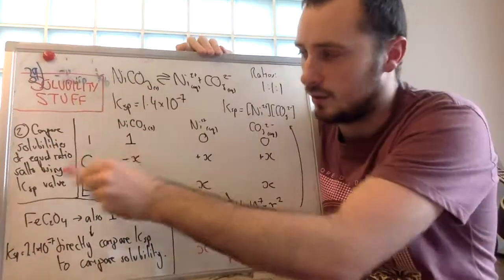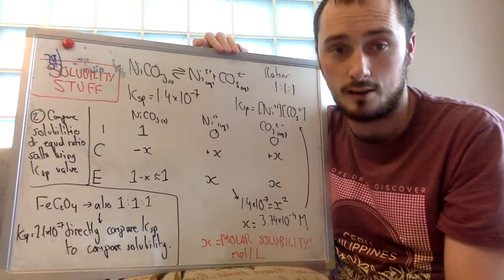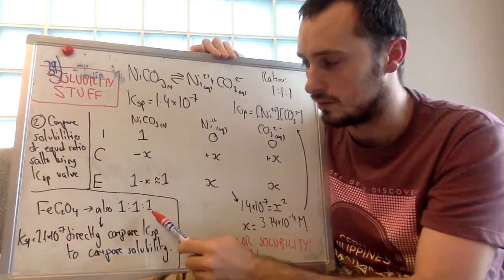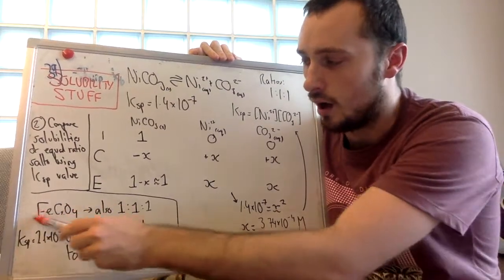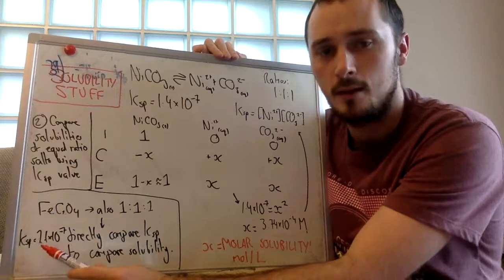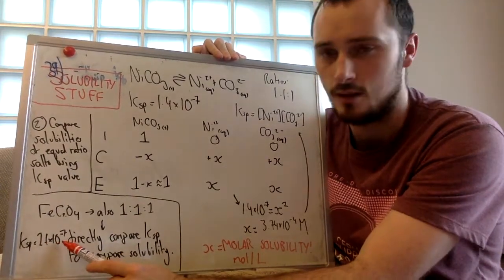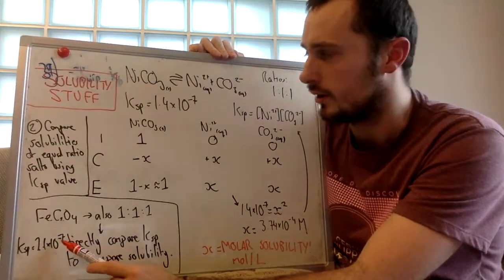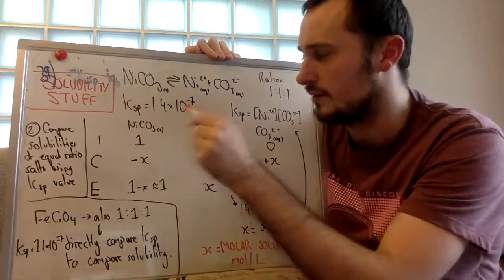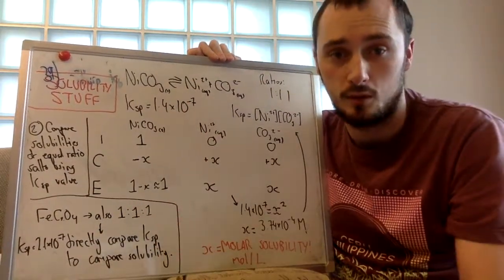Now, the point of this question then, if we look at another ionic substance, say iron oxalate, which is also 1 to 1 to 1. One of these makes 1 iron and 1 oxalate ion. You look at the KSP, 2.1 times 10 to the minus 7, and because the ratio is the same as for this compound, you can look at their KSP values and then decide which one is more soluble.